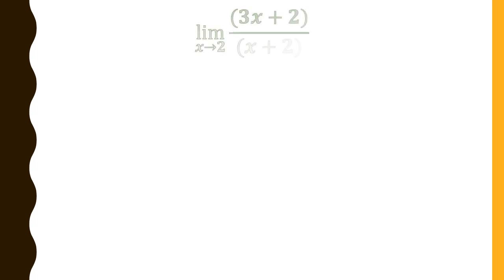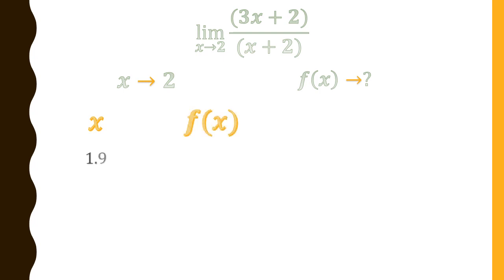So we will now use this equation to apply the tabular method. Limit x tends to 2, (3x + 2) upon (x + 2), where x is tending towards the value 2. So we have to take values nearer and nearer to 2 and find the limiting value for f(x). We start with our usual columns x and f(x). Near 2, first I will take the lesser value 1.9, and putting it into the equation gives 1.97. When I put 1.99, I get 1.997, and when I put 1.999, I get 1.9997.